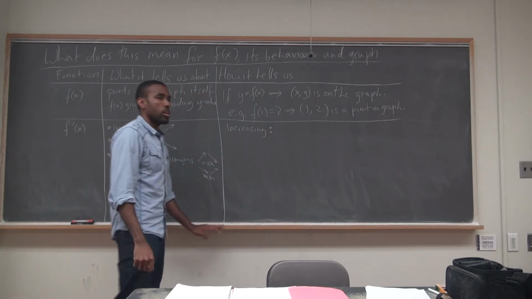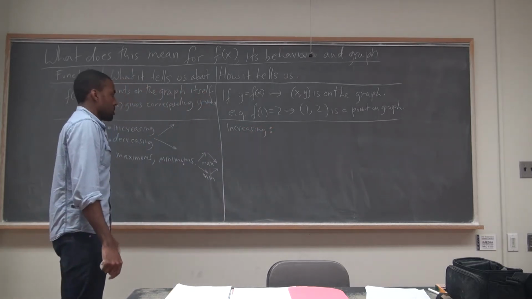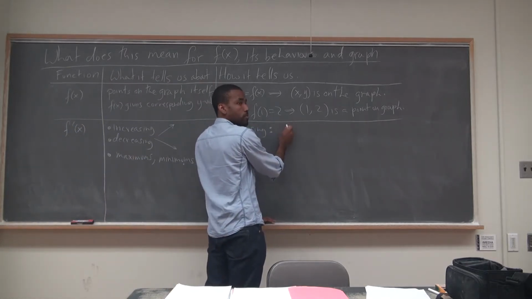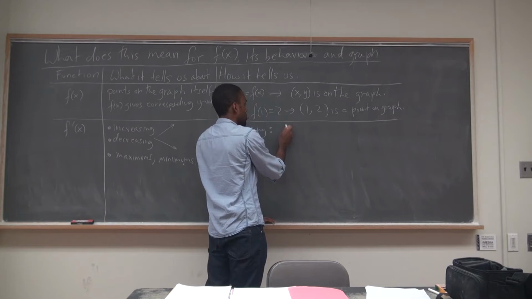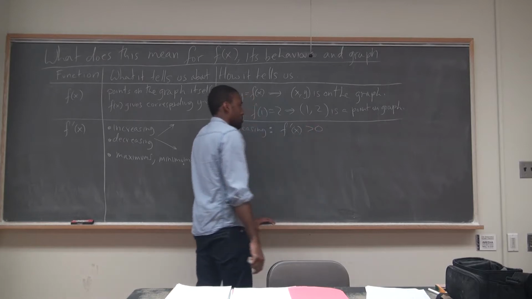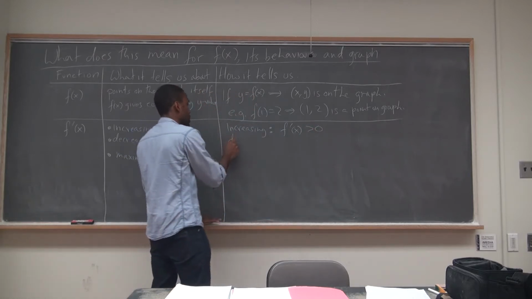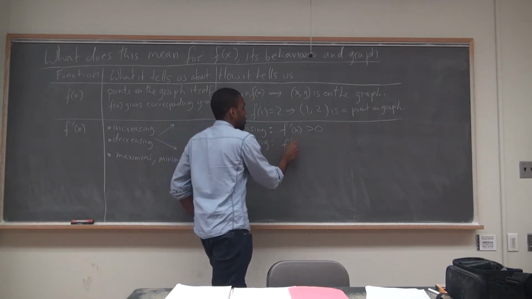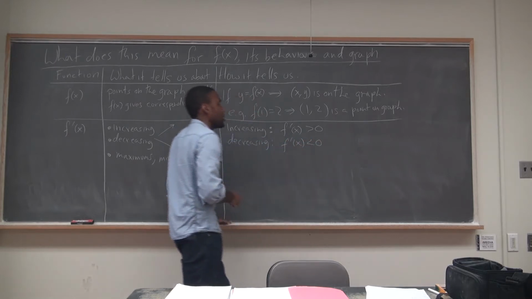What would increasing mean? That the slope's going up. Which means? Concave up. No. The derivative is... The derivative is? Positive. Derivative is positive, meaning increasing. What about decreasing? The derivative is negative, less than 0.